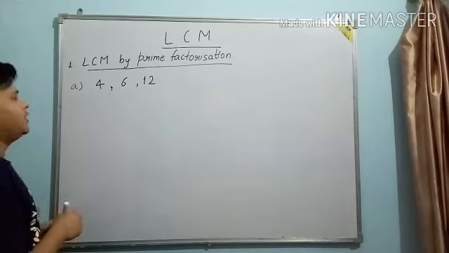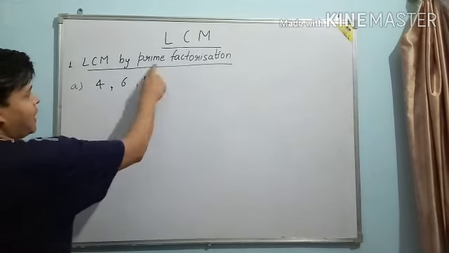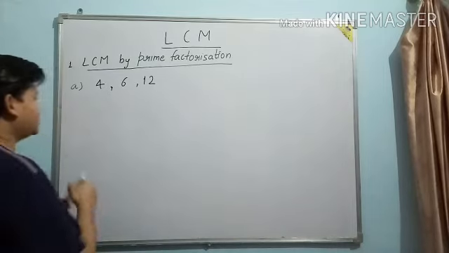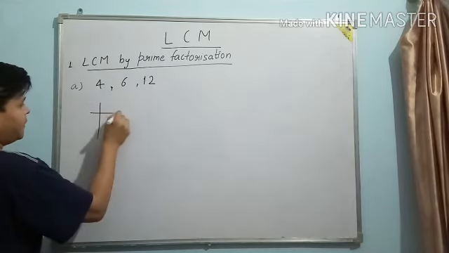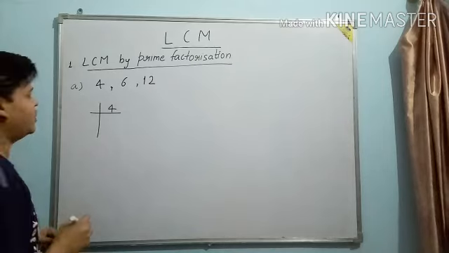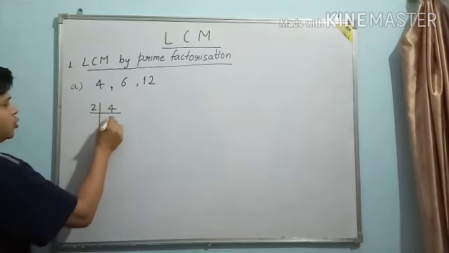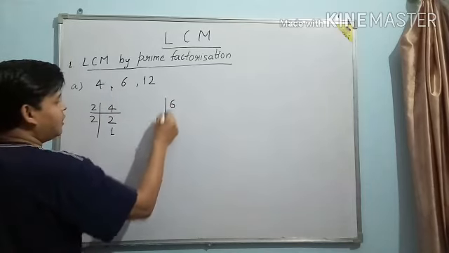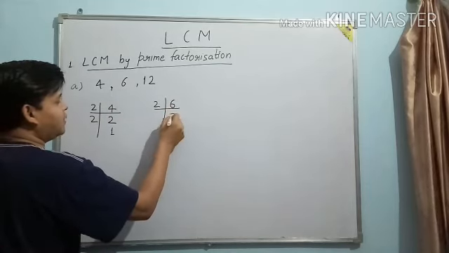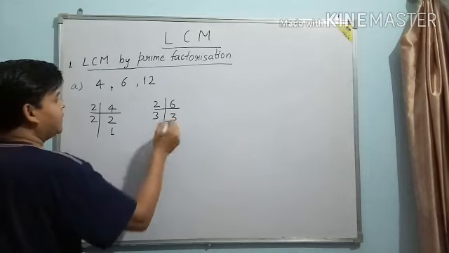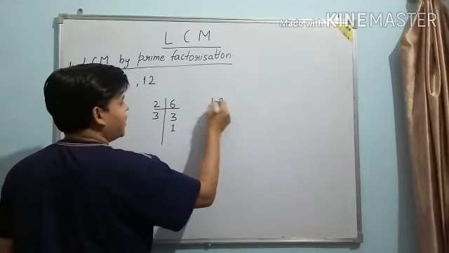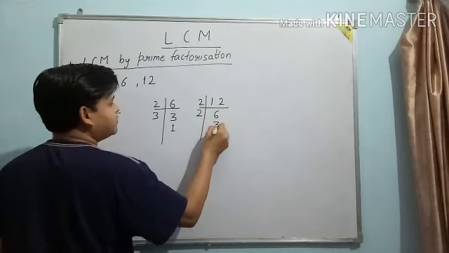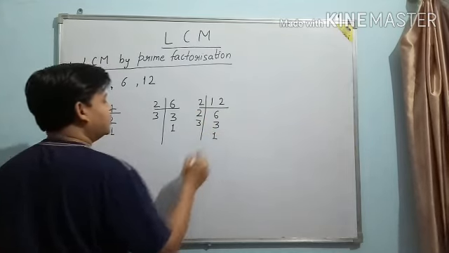So let's start. At first, we have to find the prime factorization of the three numbers to find the LCM. Let's write down the prime factorization of all three numbers one by one. For 4, 2 times 4, 2 1 time 2. Similarly for 6, it is 2 3 times 6 and 3 1 time 3. Similarly for 12, we have 2 6 times 12, 2 3 times 6 and 3 1 time 3.